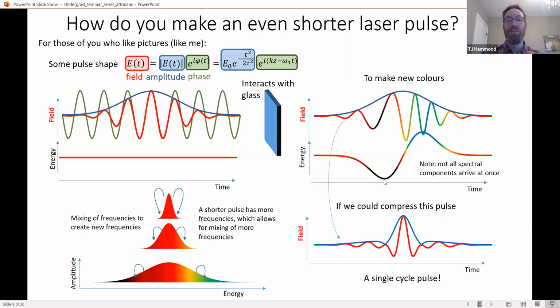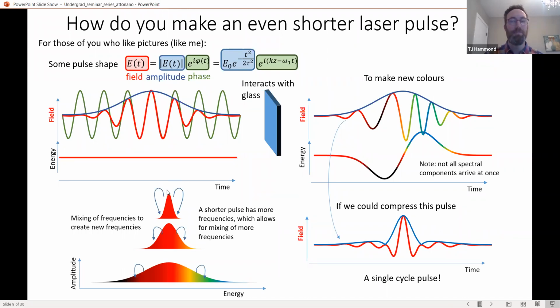We have new frequency components, but these new frequency components aren't controlled in phase, and so we need to control these frequency components in phase. If we do that, we can compress this pulse, and that's what that looks like here. This is called a single cycle pulse, and the reason for that is because from here to here is basically the envelope of this pulse. That's the goal of people working in attosecond science: we really want to make these really short pulses.